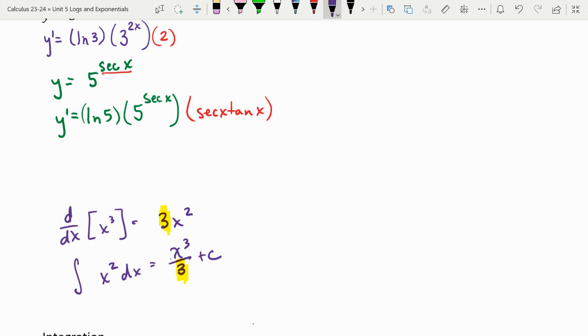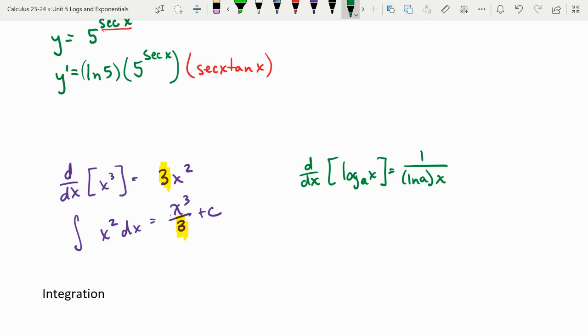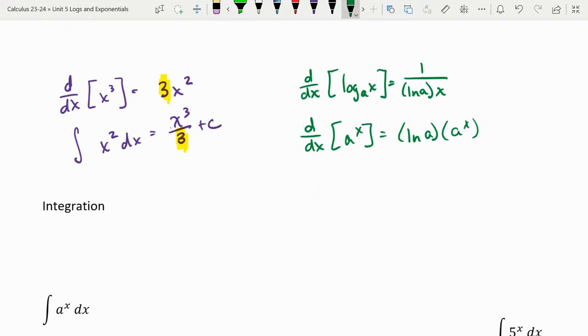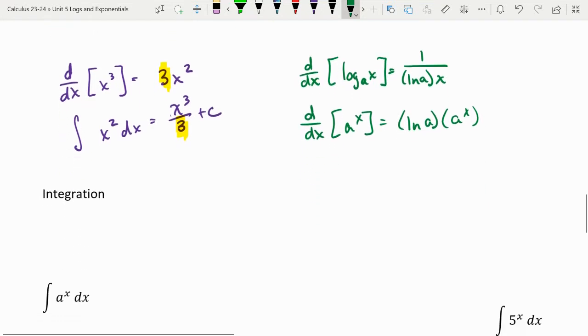So if I use that same logic, if the derivative of log base a of x equals 1 over the natural log of a times x, and the derivative of a to the x is the natural log of a times a to the x. Let's keep that in mind as I look at integration.